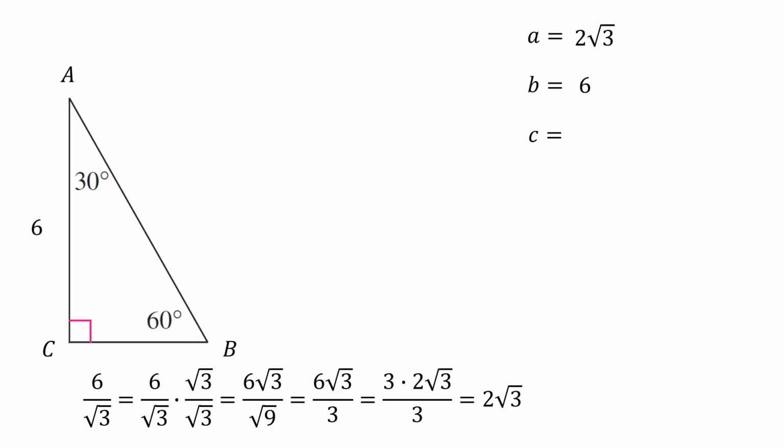If I want the hypotenuse, got to multiply by 2. So 2 times 2 root 3 is going to become 4 root 3. Hypotenuse is 4 root 3.